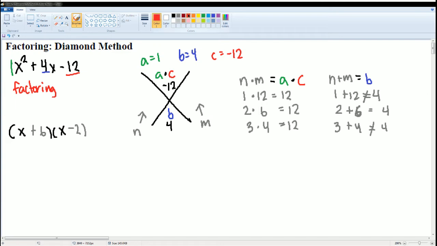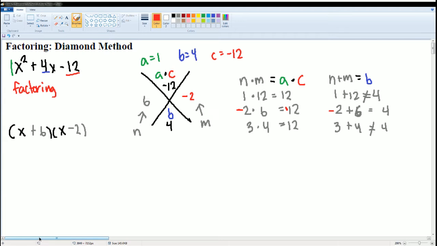So we want to go back here and see how it can make 4. Well, it can make 4 if I have a negative 2 here. Negative 2 plus 6 gets you that 4. Likewise, negative 2 times 6 will get you your negative 12. Do you see where the negative comes into play now? So when you plug this in, your answer here is 6 and your other factor here is negative 2. Now you should see where I get x plus 6, which is the left of the diamond, and x minus 2, which is on the right of the diamond.